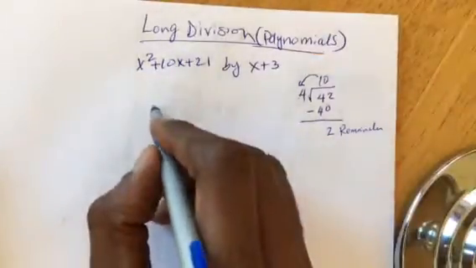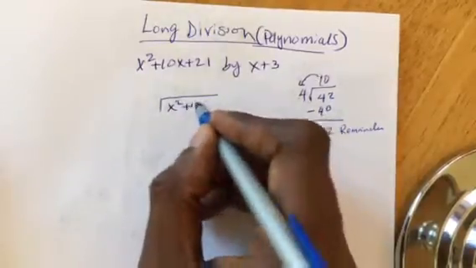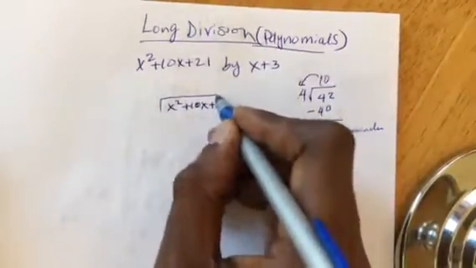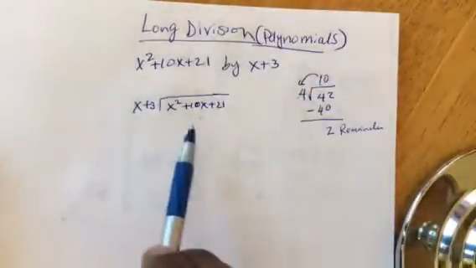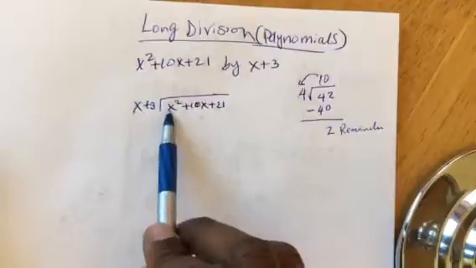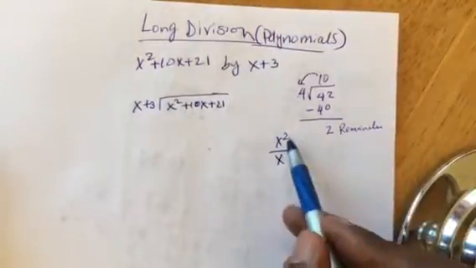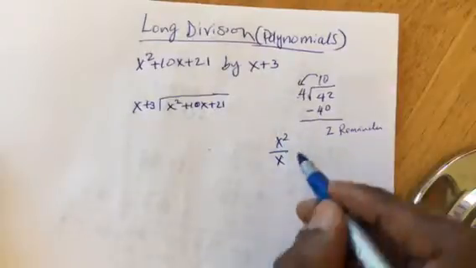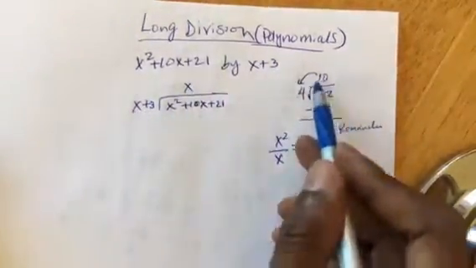So here we have x squared plus 10x plus 21, and we are dividing it by x plus 3. So we follow the same process. So x squared divided by x gives you x. So that's x. So x times x, now we follow this process.